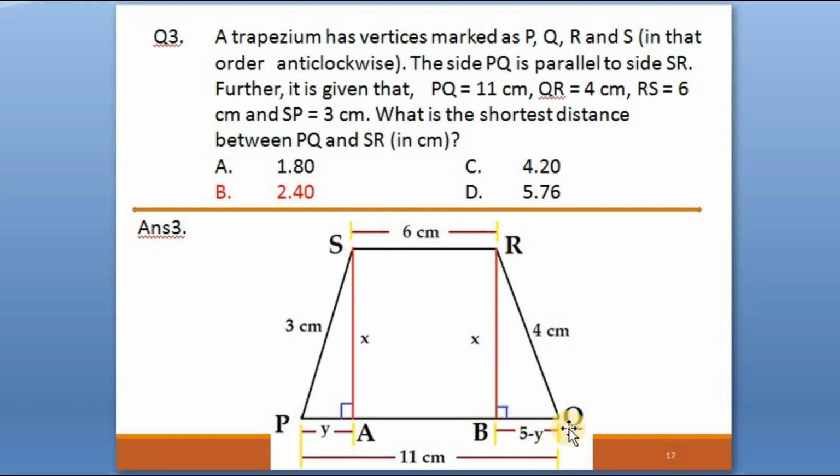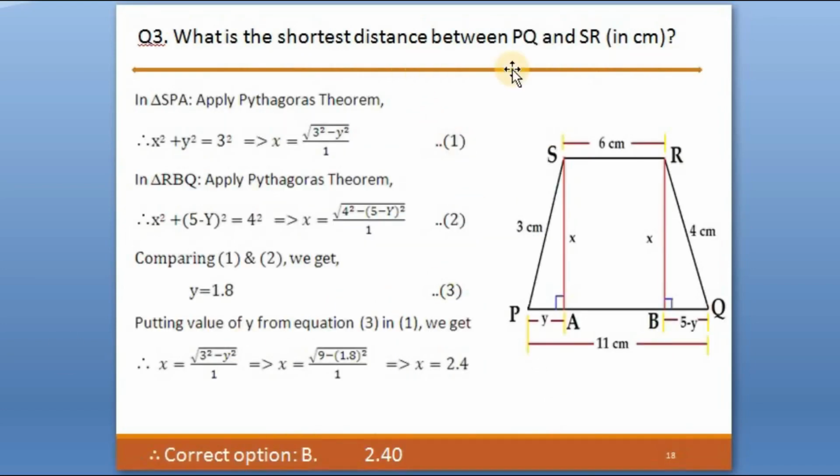So we can draw the perpendicular between these two, and that will signify the shortest distance between these two lines, right? So for the solution, how we will proceed? Let's move to the next slide. See here. So first of all, in triangle SPA, as you see here, this is a right angle triangle. So we can apply the Pythagoras theorem here.